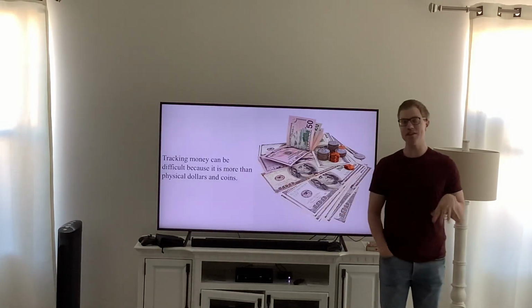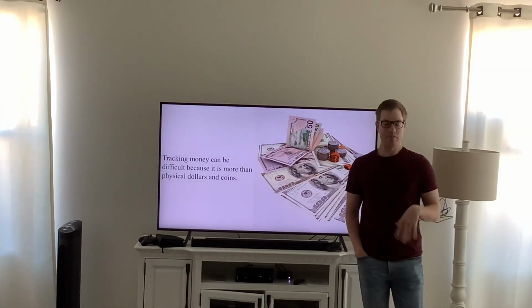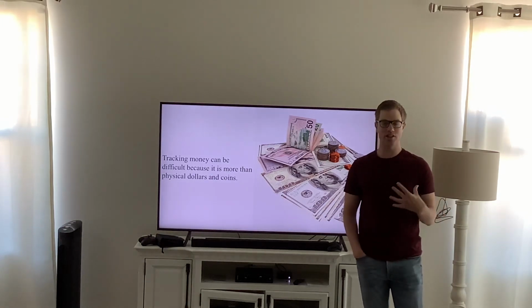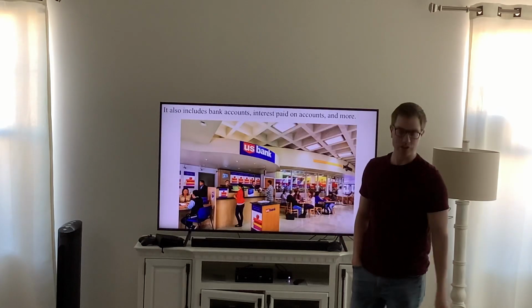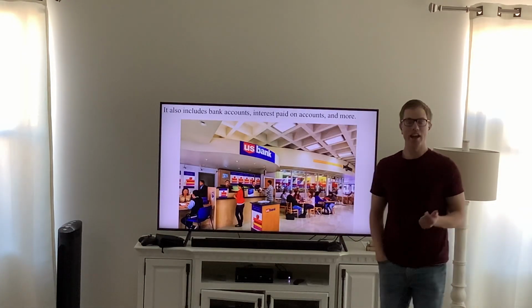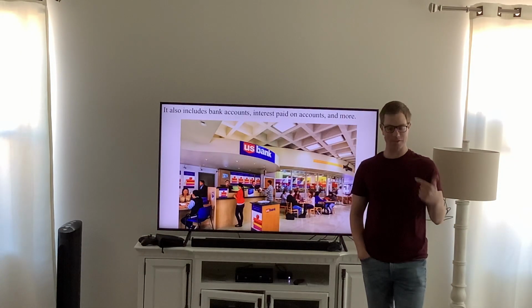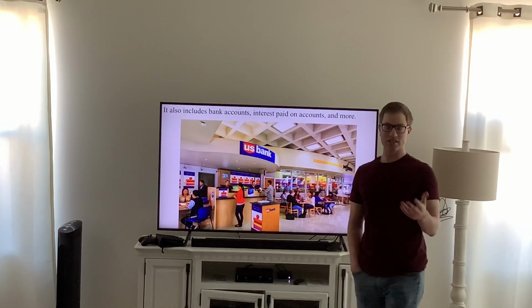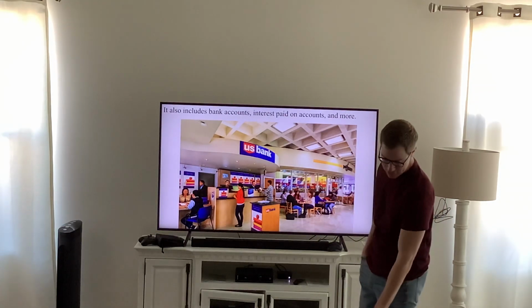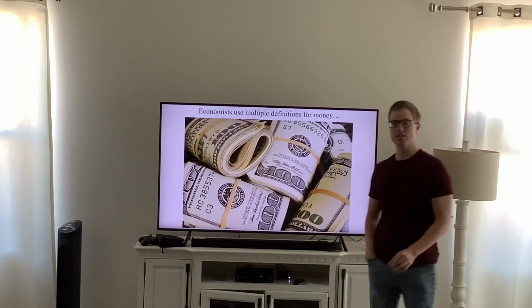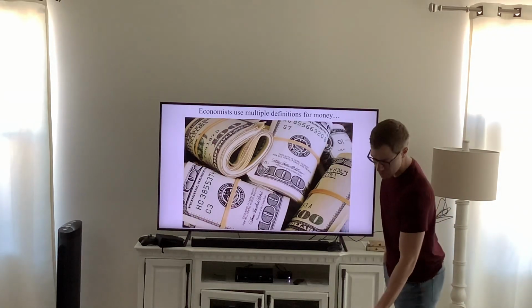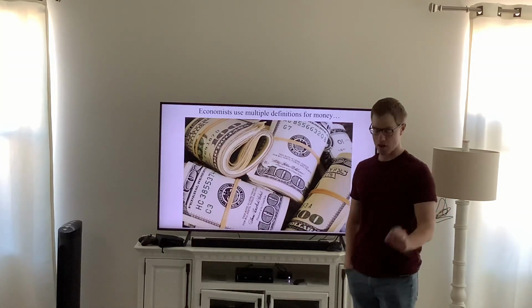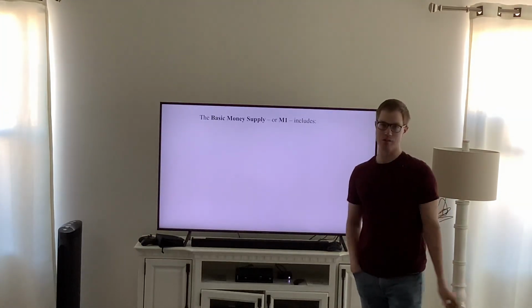Tracking money can be difficult though, because it's more than just the physical dollars that are out there, right? Because it also includes the money that's in your bank, interest that's paid on accounts, and more. So it's not just the dollars and coins. Economists like to use multiple definitions for what really is included in money. And we like to use what we call M1 and M2.